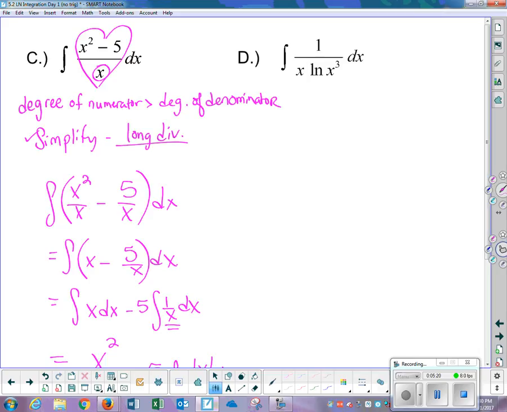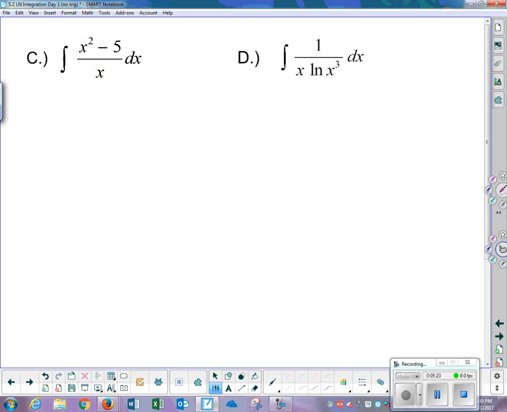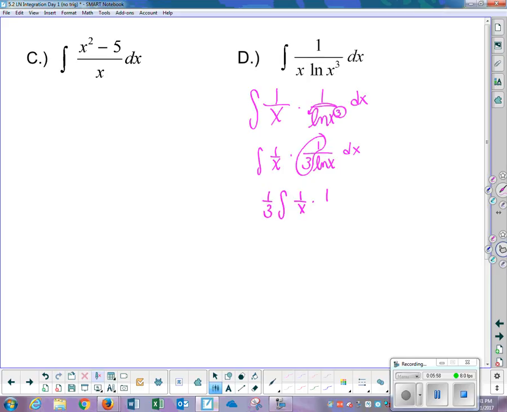All right, D. D looks tough, and D is tough for a lot of people to recognize. I could write this as 1 over x times 1 over natural log of x cubed dx. We could indeed write that. Another thing we could do is we could see this power coming back out in front, and that would give us 1 over x times 1/3 natural log x dx. Well, this 1/3 could really come all the way out front because this is all being multiplied, and I could end up with it looking like this.